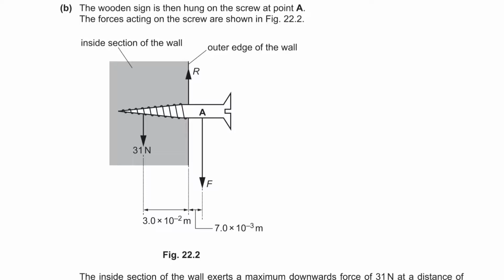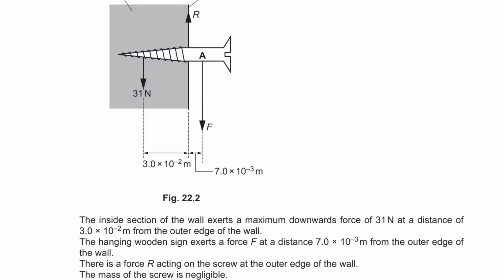Next, a wooden sign. Okay, this is all moments, it looks like. We're being asked to calculate the maximum mass of the wooden sign. Fair enough. Okay, so maybe this isn't that complicated. All we have to do is take moments around this point here, so we can take R out of the equation.